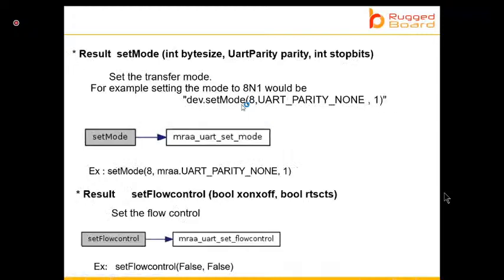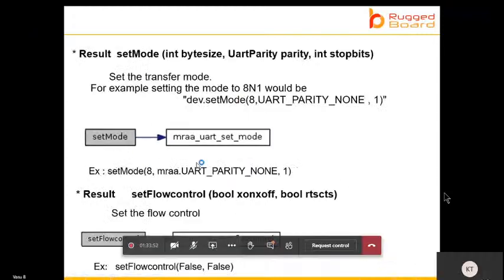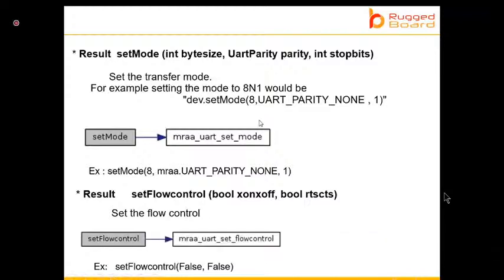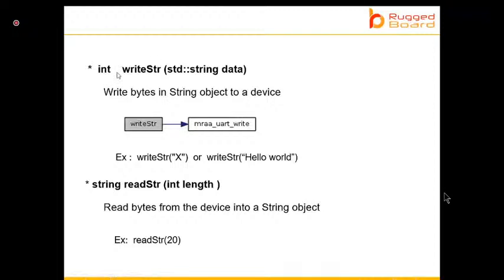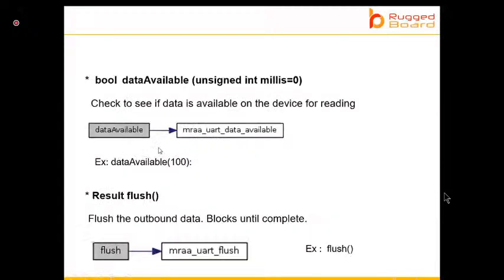So you have UART init, UART set mode, and UART set flow control. With these APIs, you are able to initialize the UART and then start sending or reading the data using these APIs, UART write str and UART read str. And there are a few more APIs.